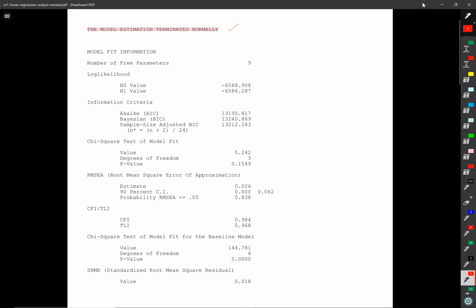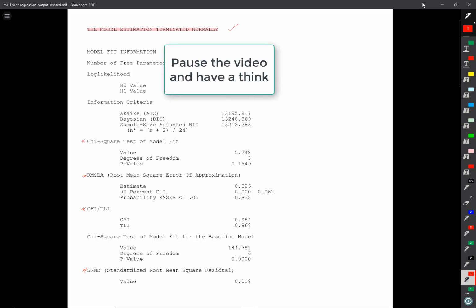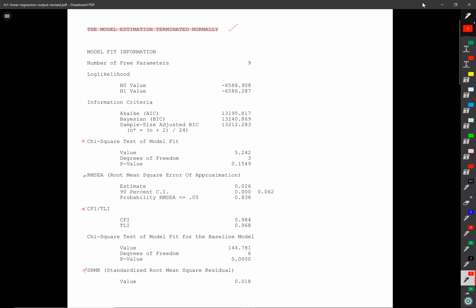Now have a look at the model fit indicators. The ones you are looking for are the chi-square, the RMSEA, CFI, and SRMR, and of course the TLI alongside the CFI. So have a go and have a little think. Do you think our model fits the data well or not? Excellent. Indeed, the model fits the data very well.